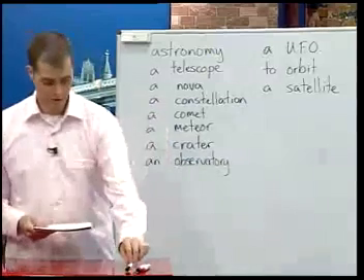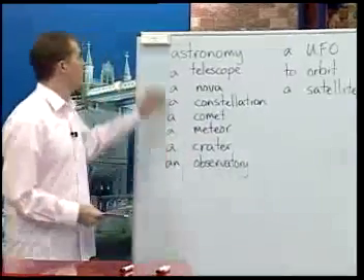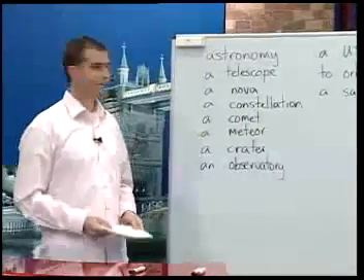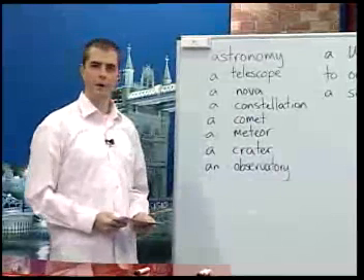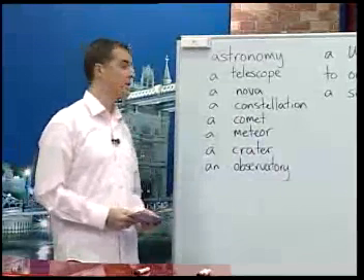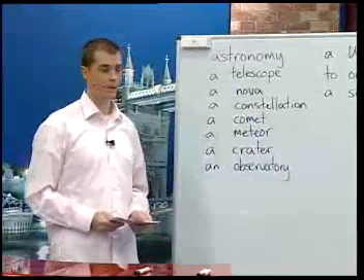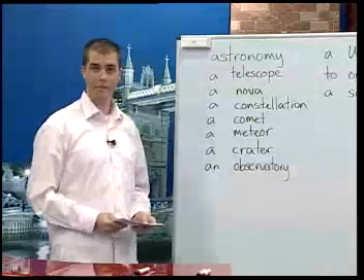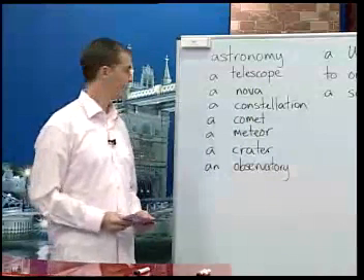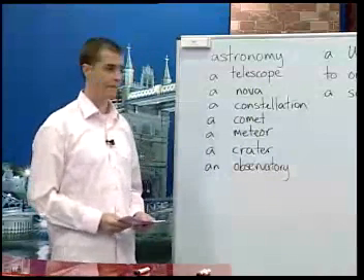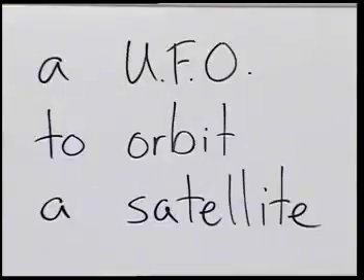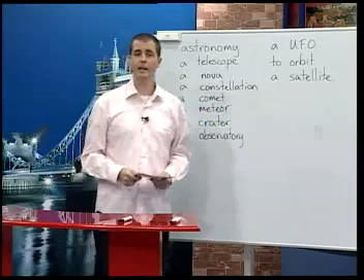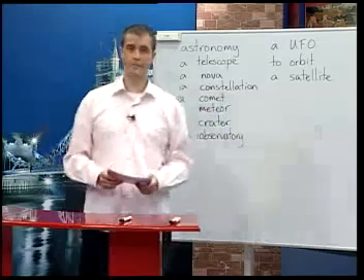Let's review these words. Astronomy. A telescope. A nova. And a constellation. A comet, a meteor, a crater, an observatory, a UFO, the verb to orbit, and finally, a satellite.